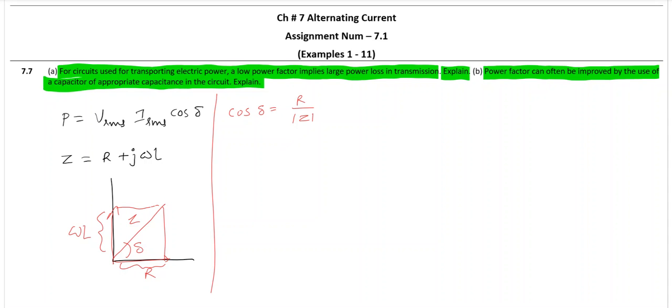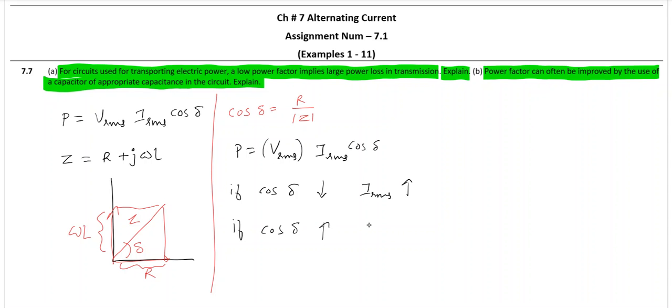So why is this important to know? Because we are talking about power to be transmitted at constant voltage. So Vrms we are not supposed to change. We have a choice between Irms and cos delta. If cos delta, that is power factor, decreases, then the Irms current passing through the line will increase. And if power factor is increased, then current can be reduced.